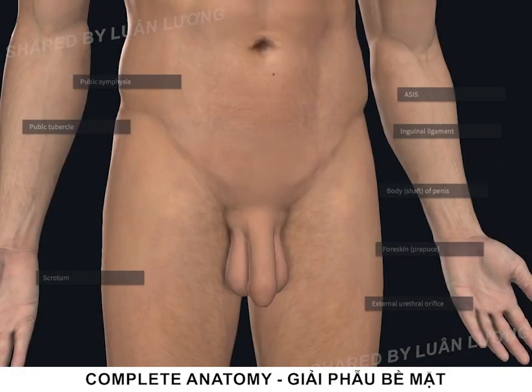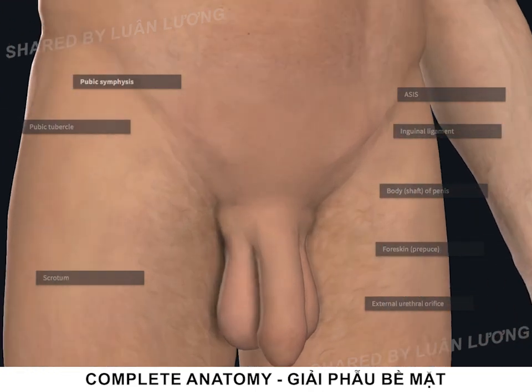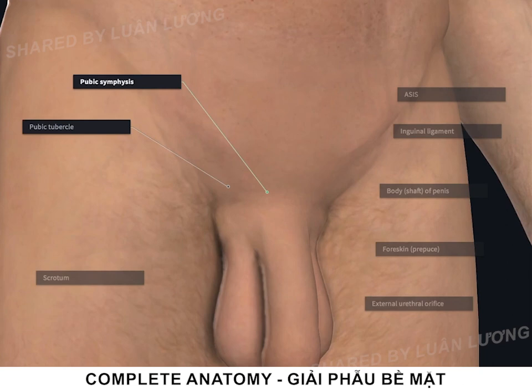In this lecture, we will review some basic surface anatomy features that are easily palpable on yourself or on a patient. Let's begin in the midline at the pubic symphysis. The pubic symphysis is in the exact midline of the pelvis, and just lateral to it is a bony prominence known as the pubic tubercle. The pubic tubercle is important for the reason that the inguinal ligament attaches to it in the midline.